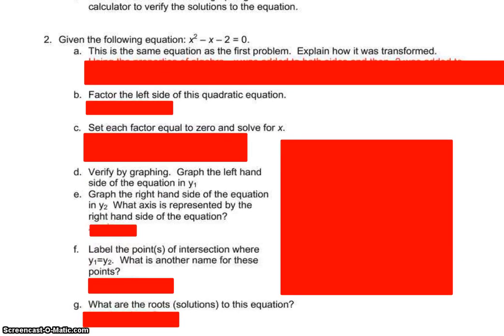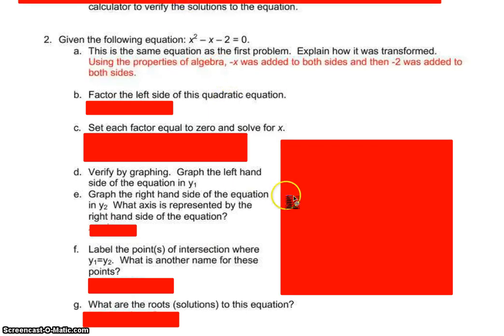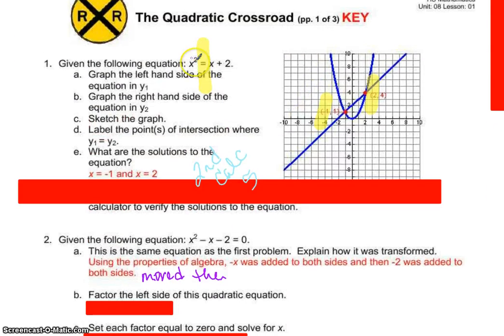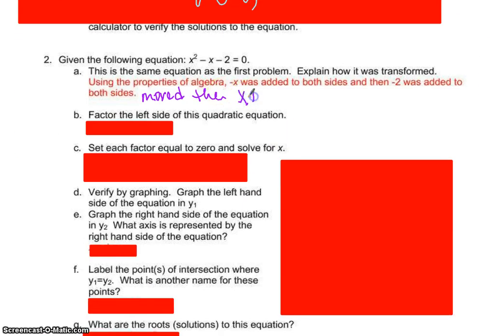So, given the following equation, x squared minus x minus 2 equals 0, this is the same as the first problem. Explain how it is transformed. What did they do to get from the problem in number 1 to this problem in number 2? Well, they moved the 2 to the other side and subtracted it. Actually, they moved the x plus 2 to the left side.